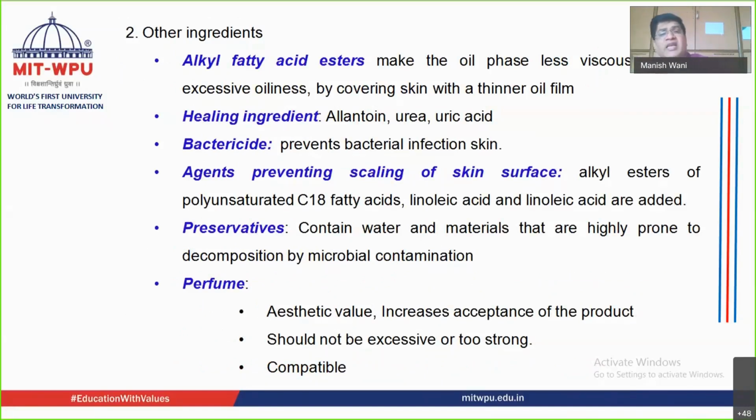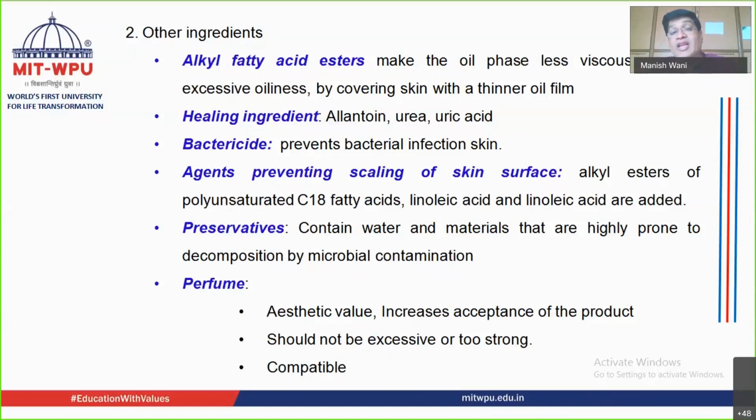You can add healing ingredients, for example, allantoin, urea, uric acid, aloe vera, etc. Okay, so these kinds of ingredients can be added. Haldi is nowadays added in most of the preparations. You can go for addition of agents which reduce the darkness of the skin, so you can make your moisturizing cream or fairness cream also.